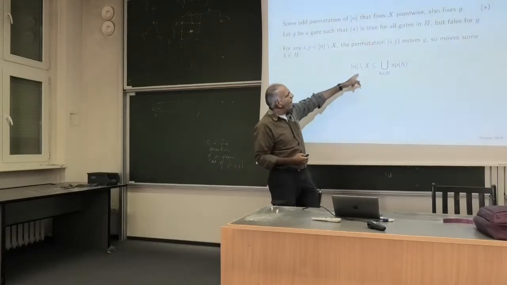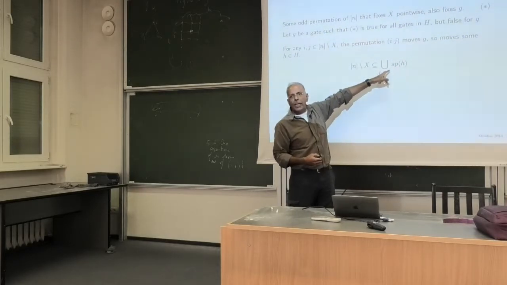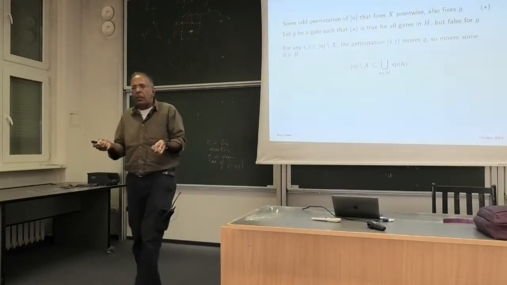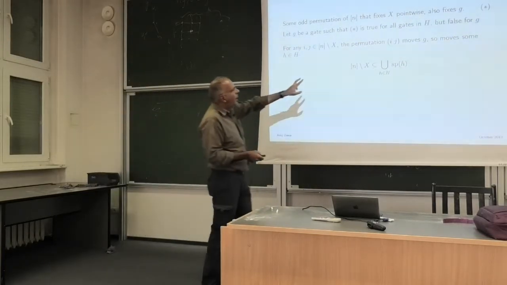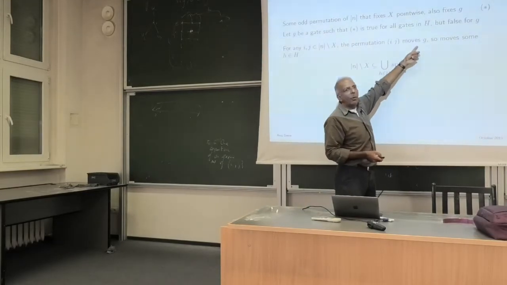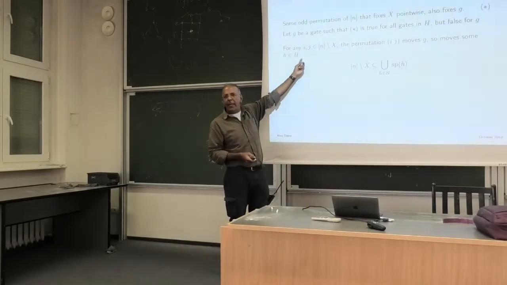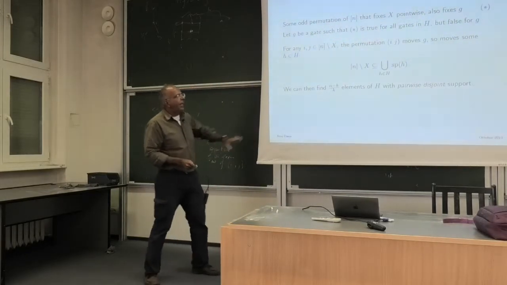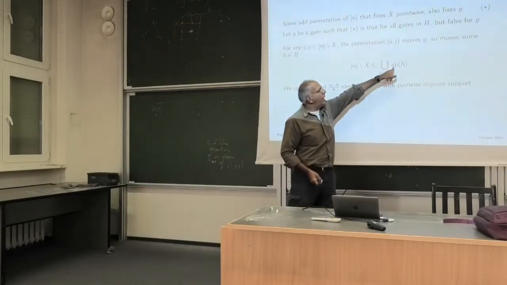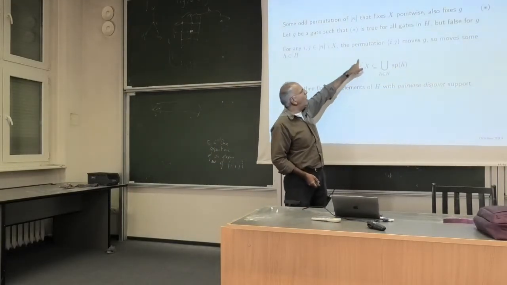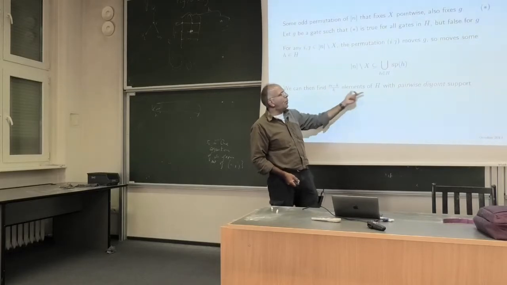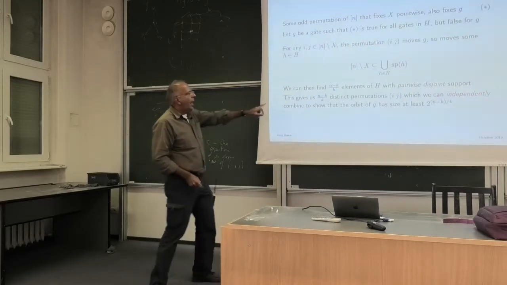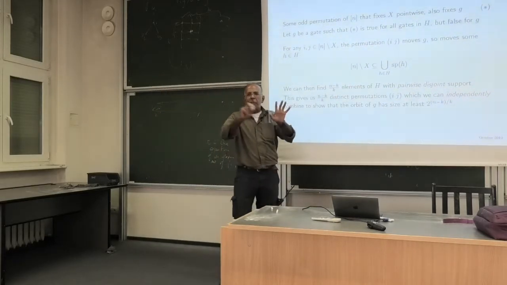It follows that the union of supports for the elements of H must include all of this. Because if you leave something out, then swapping these two will move G, but because it's not in the support of anything in H, it can't move them. Each of these supports is small, and the union is this whole big set. So we can find lots of things with disjoint support. Now we have lots of elements of H with disjoint support.